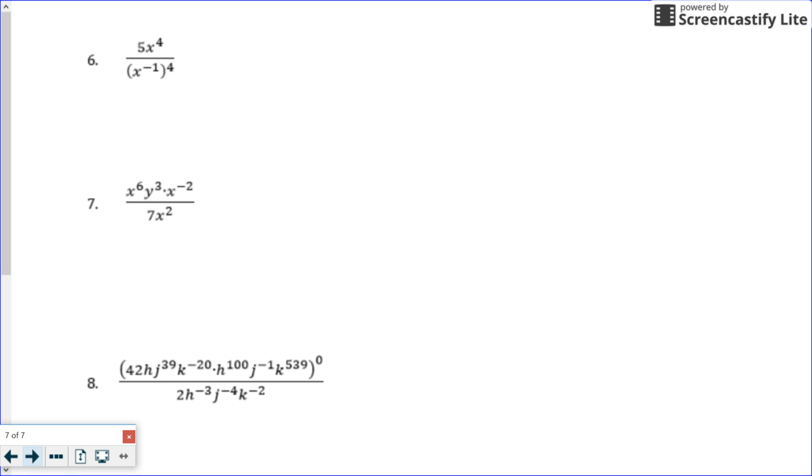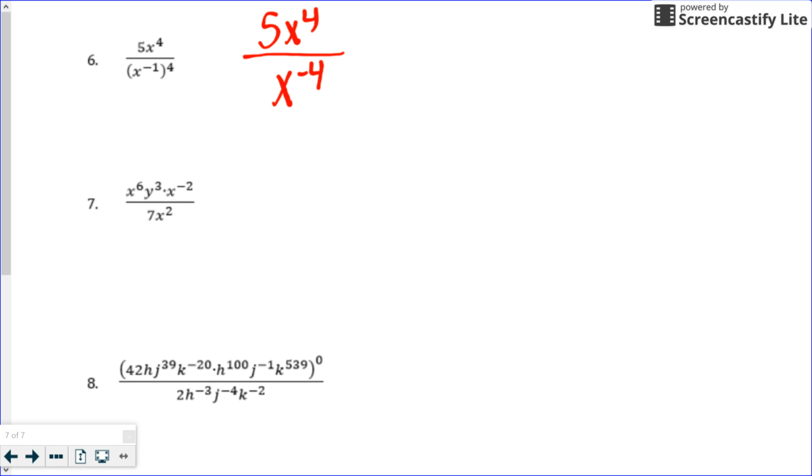All right, backside of your quiz here. Let's deal with the parentheses in your denominator. We'll leave the 5x to the 4th alone for a minute. On the bottom, I've got x to the negative 1 times 4. That'd be x to the negative 4. So raise the power to a higher power and multiply those exponents.